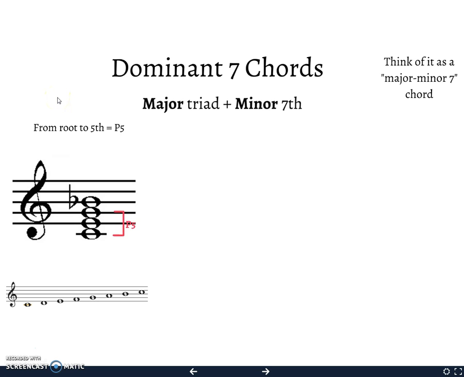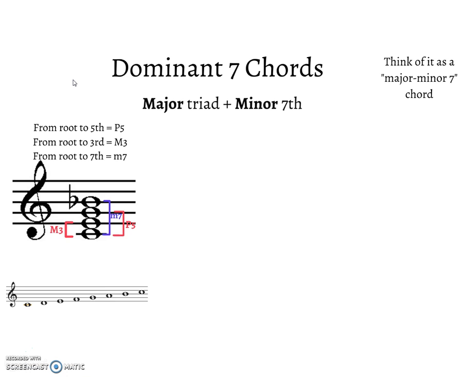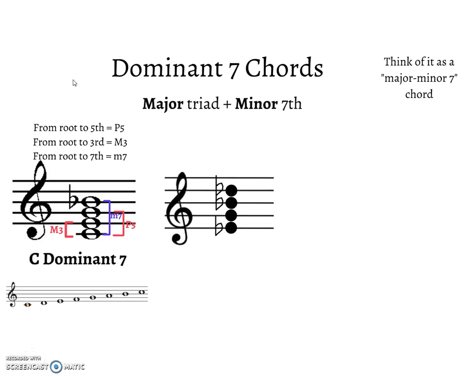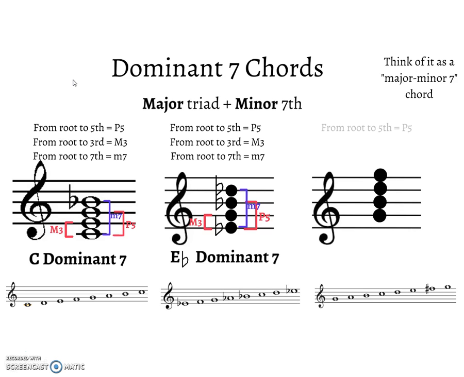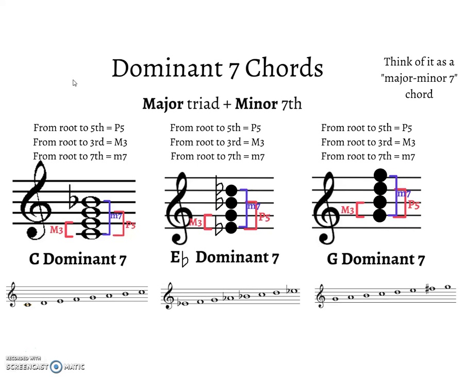There is our scale for reference. We need still a perfect fifth and a major third. Still makes a major triad. Our top note is going to be a minor 7th above the root. C dominant 7. E flat on the bottom. We need a perfect fifth and a major third for our major triad, and we need a minor 7th on top. G on the bottom. We need a perfect fifth and a major third. That's our major triad, and a minor 7 on top. G dominant 7.